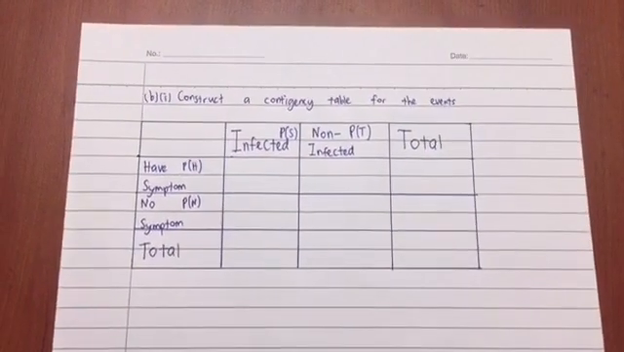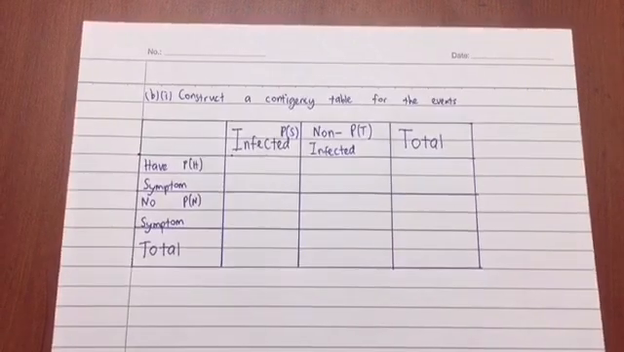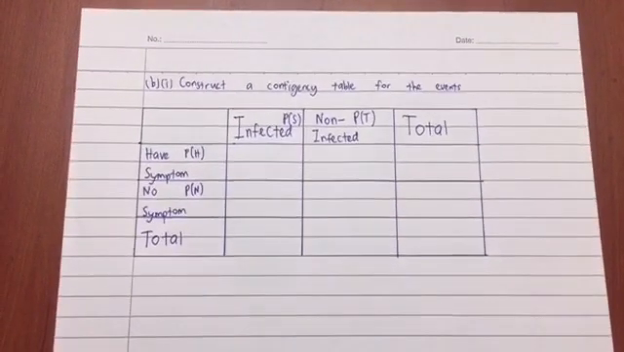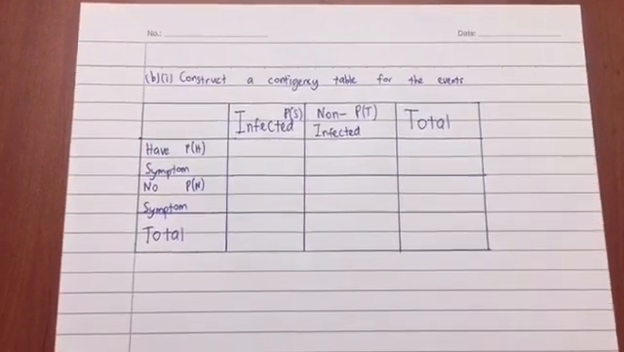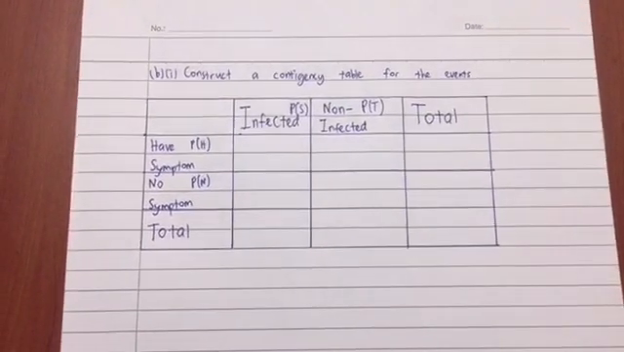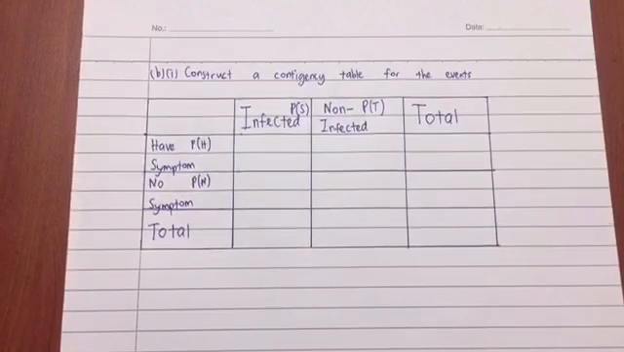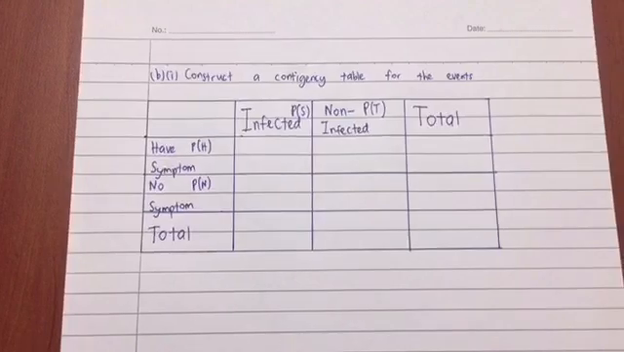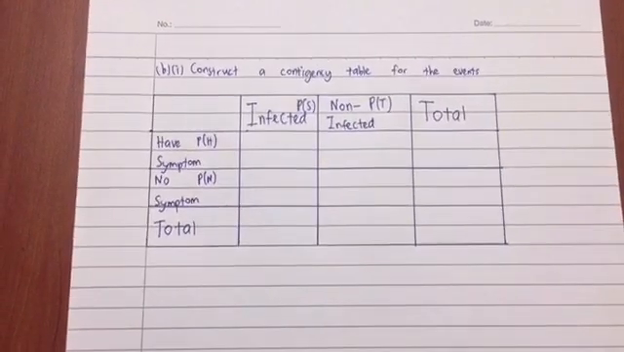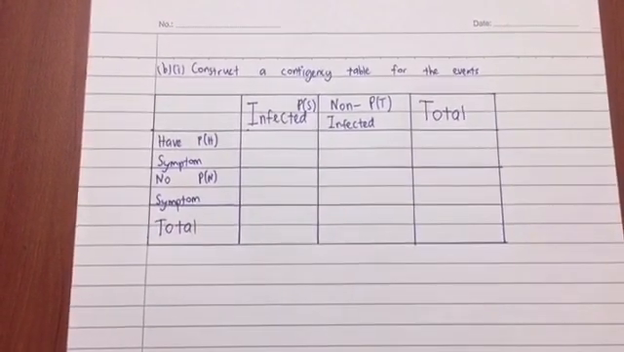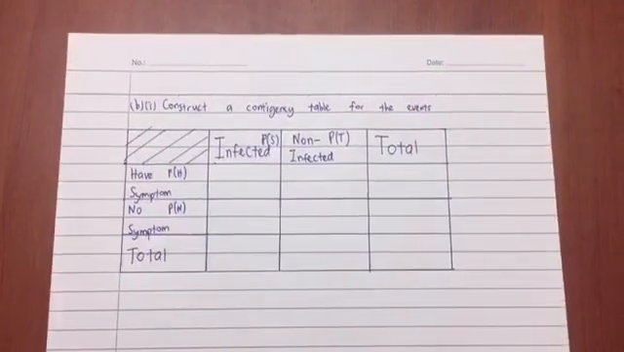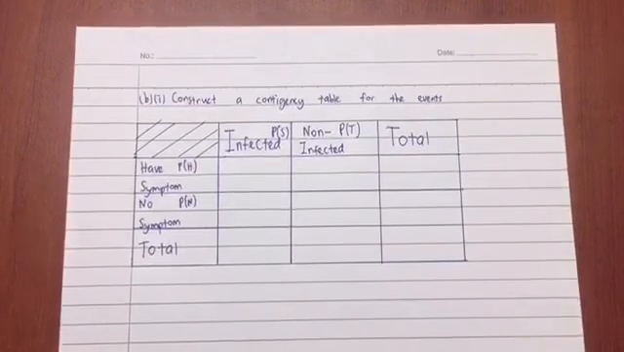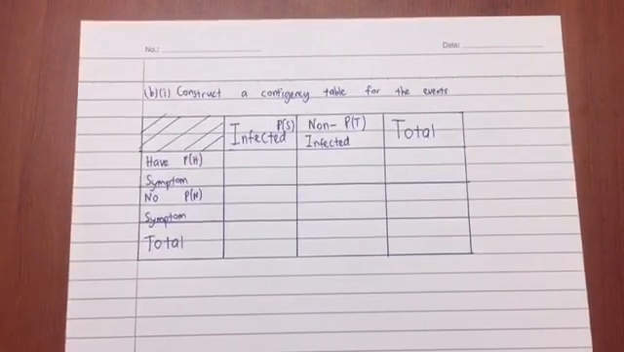For question B1 Roman, construct a contingency table for the events. I have made the table just like we have seen, with three columns: infected and non-infected, plus have symptom and no symptom. Next, after we make this contingency table, we must put in the values that we get from the question.